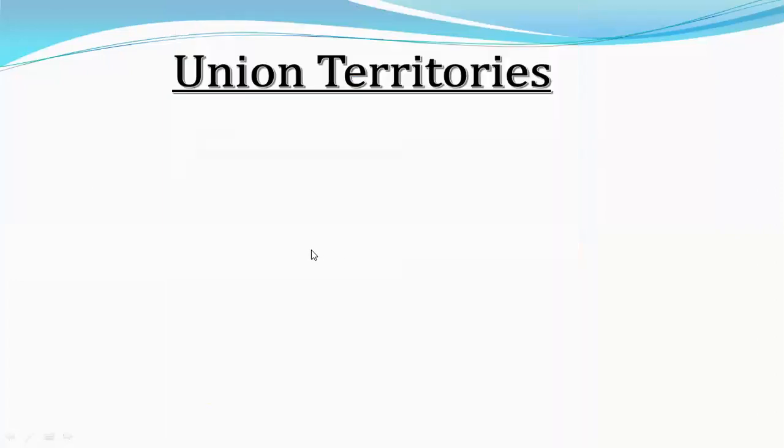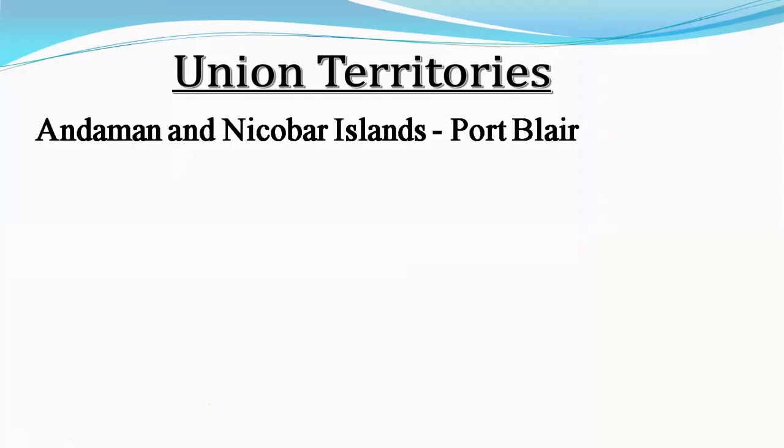Okay. Another part is about union territories. So how many union territories are there altogether? 8. Okay, let's see, 8 or 9. So Andaman and Nicobar Islands, whose capital is Port Blair. Port Blair, right.